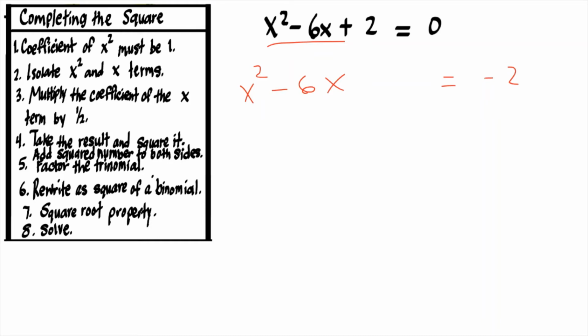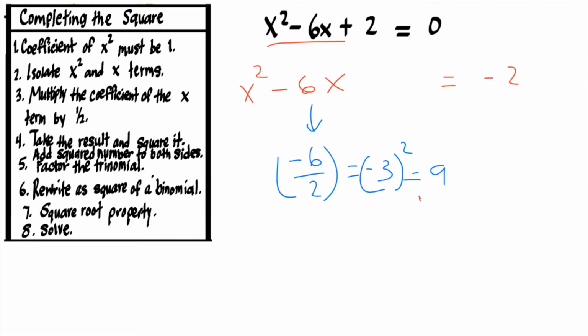And now once I have my x squared and my x term on one side by itself, I take half of the coefficient of my middle term. So I take half of 6. I can take half of negative 6. It doesn't matter because my answer is going to be positive anyway once I do the next step after taking half. Half of negative 6 is negative 3. And then once I take half of that, I want to square my answer. Negative 3 squared is 9.